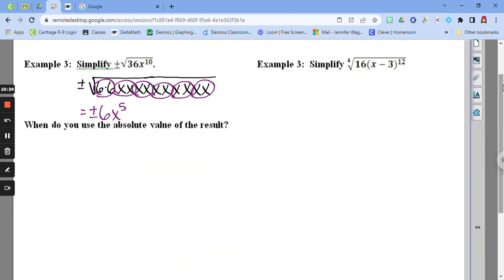The only difference is I need absolute value around the x to the 5th. If I take a negative number to the 5th power, that number is still negative, correct? But can I take the square root of a negative number? No. So that's what that absolute value is doing, it's protecting when you have an even index and you end with an odd exponent. Even index, end with an odd exponent, you need absolute value. Okay?